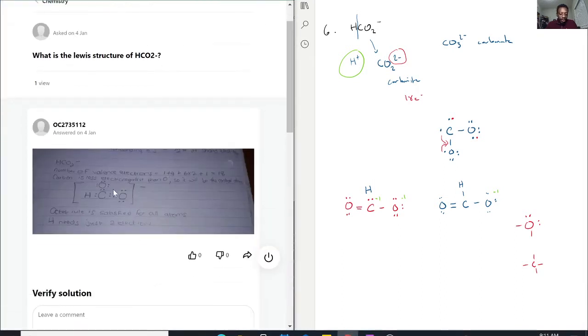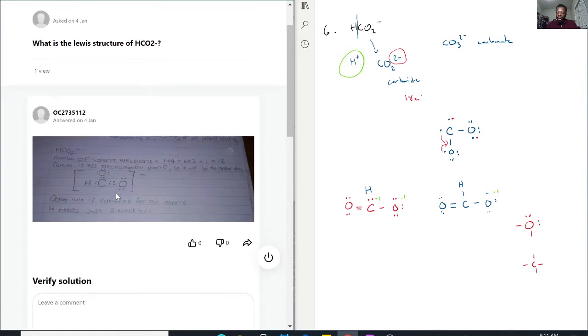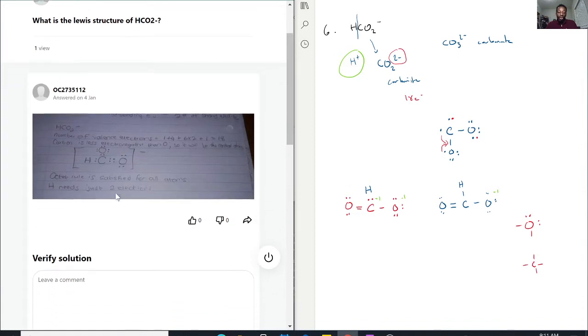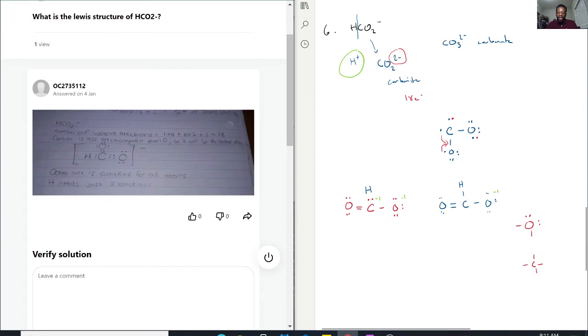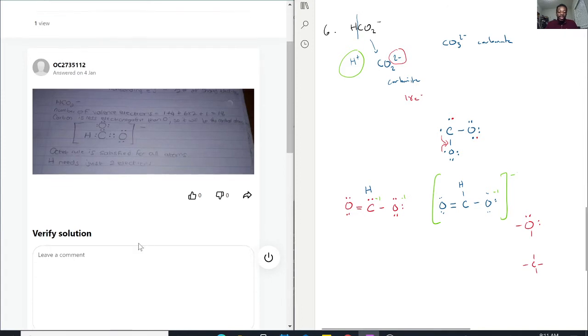That's what they have here. As you see, this top oxygen has the 3 lone pairs and 1 bond, and then the oxygen to the side has 2 bonds and 2 lone pairs, and then the hydrogen has just 1 bond, 0 lone pairs, and the carbon now has 4 bonds and 0 lone pairs. And that's how we get the minus on the outside, because that's where it is, on the oxygen.